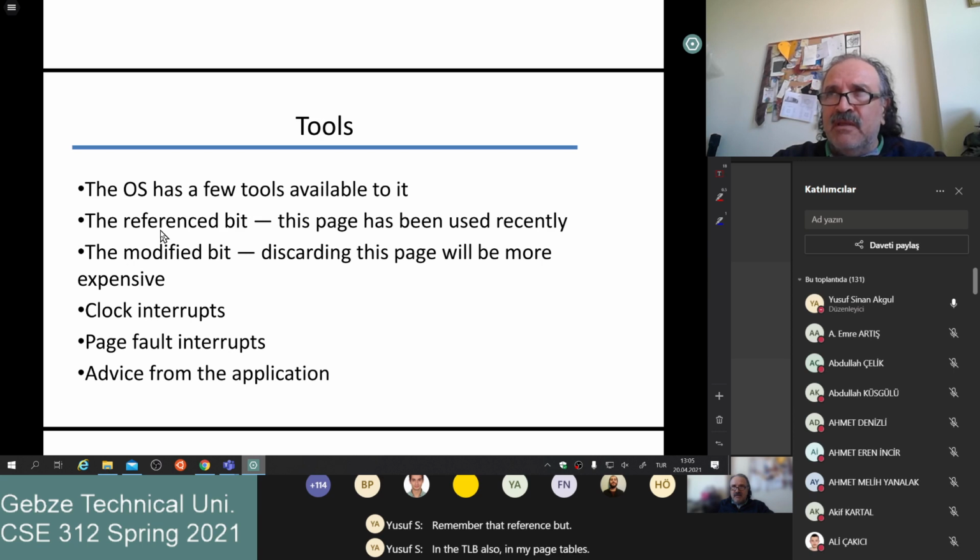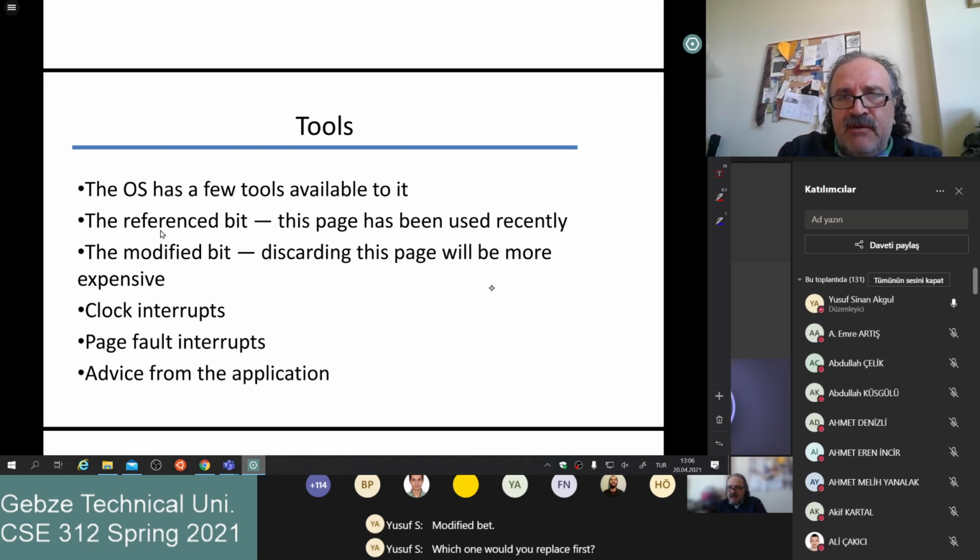So guess again, what kind of algorithm would you want for your page replacement? I think I would say that if the reference bit is zero for a page, I would replace it first, right? Is that correct? Say something. Modified bit. Which one would you replace first?